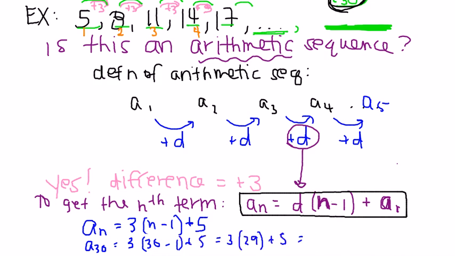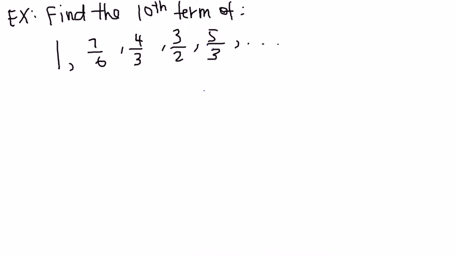So right here above, we can fill this in to be 92. Okay, so now let's look at this example. We're asked to find the 10th term of this sequence. Well, first of all, we have to make sure that it's arithmetic.